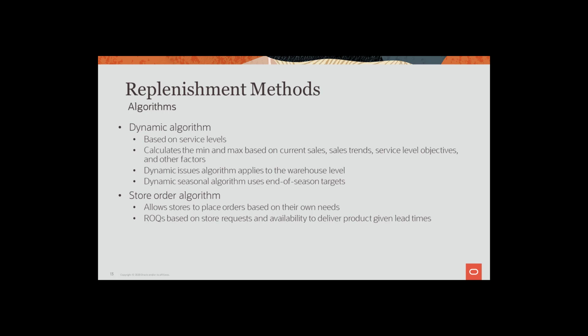As with time supply, there are 2 variations on dynamic replenishment as well. First is the dynamic issues algorithm, which works in a similar manner, but again applies to warehouses. The other is dynamic seasonal, which takes into account end of season targets similar to those we saw with the time supply seasonal algorithm. The last algorithm we have to look at is the store order algorithm, which allows stores to place orders based on their own needs. Recommended order quantities are based on store request and availability to deliver product given the lead times.